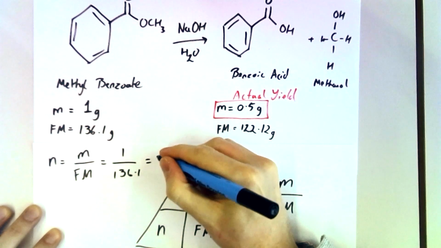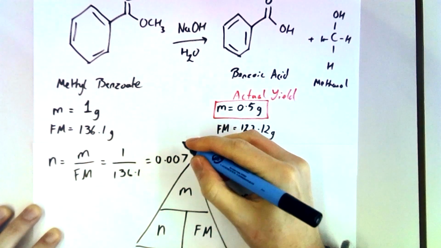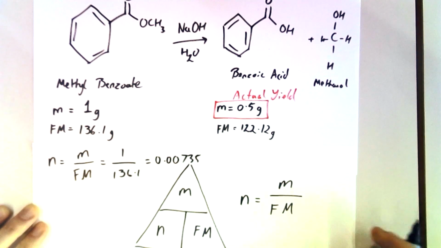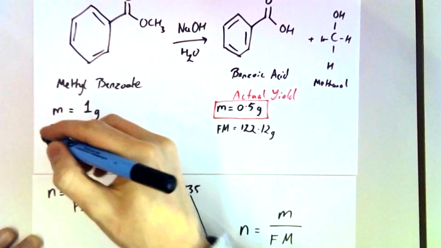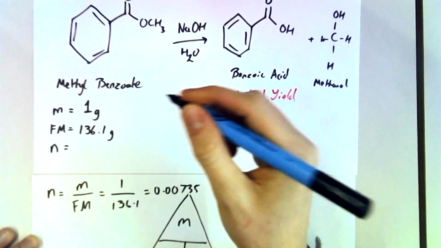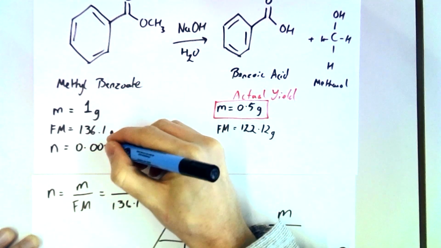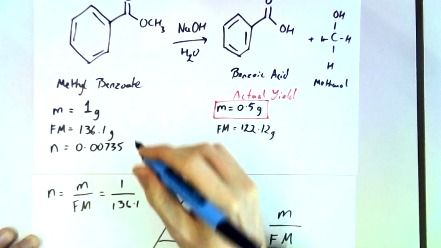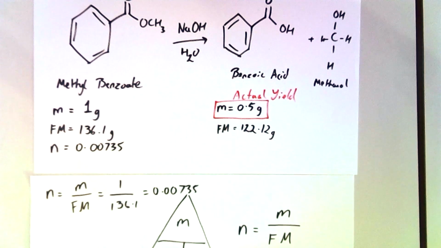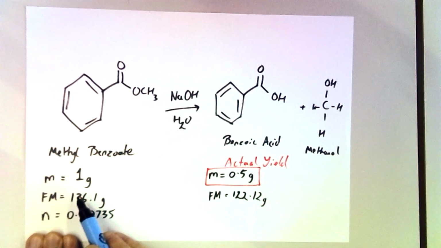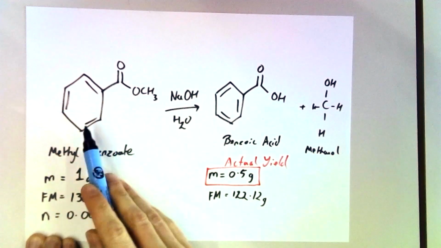Why, it's 0.00735, of course. So we have a number of moles now of the methyl benzoate. So I'm going to fill that in here. Number of moles, N for number of moles, 0.00735. Okay, so I have a mass, a formula mass, and a number of moles of the methyl benzoate.